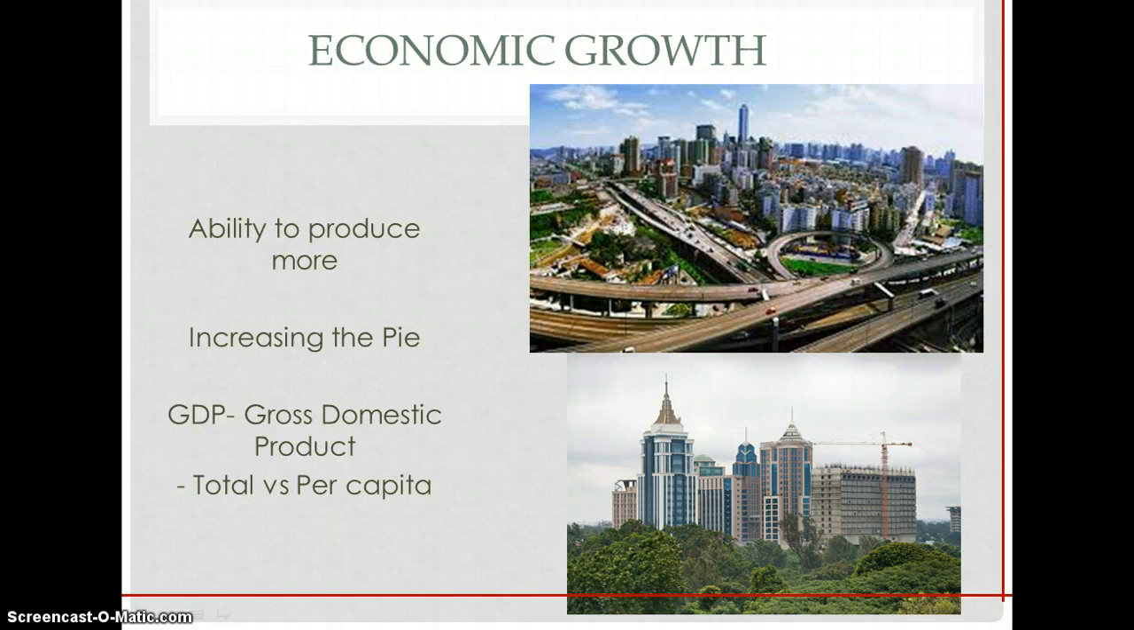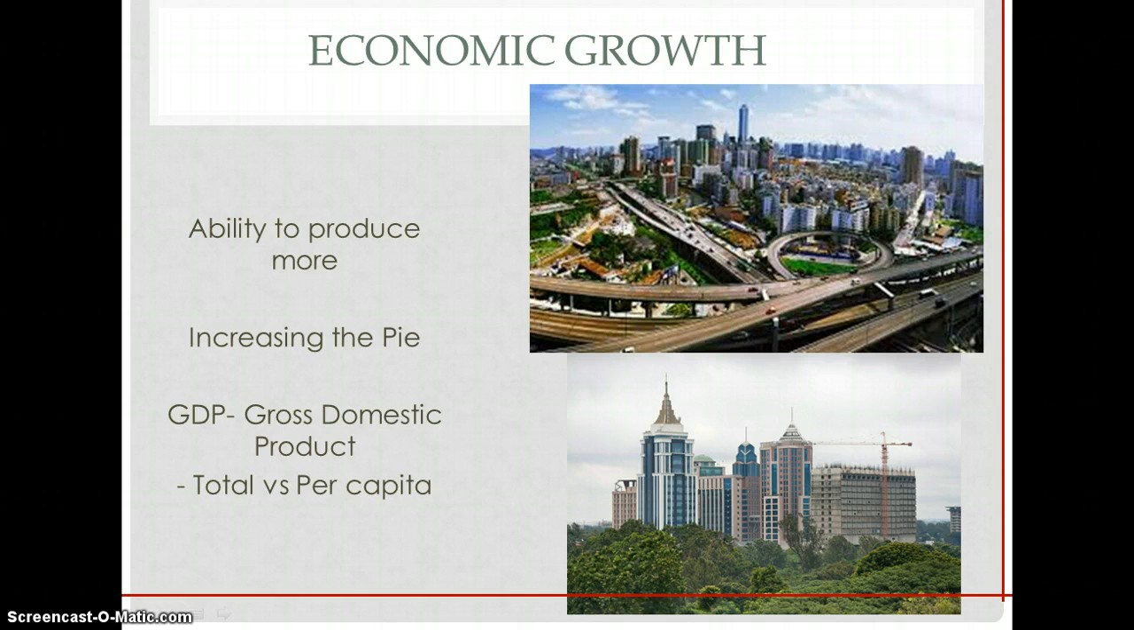Now, we measure this by something called gross domestic product, or GDP. Gross means total, domestic means in your country, product is how much you produce. So, how much does your country produce? That's one way of taking it, and that's called GDP. Now, the real way to measure it is called per capita GDP. For per capita GDP, take everything a country produces and divide it by the population that lives there, and that's your per capita, or per person, gross domestic product.